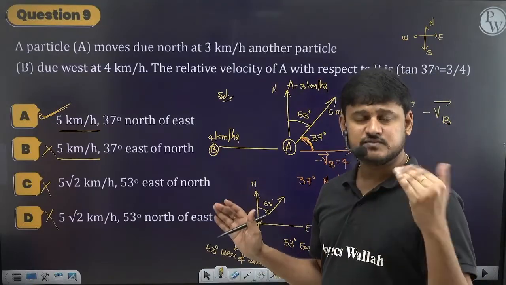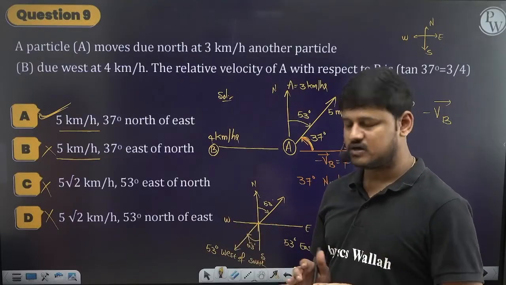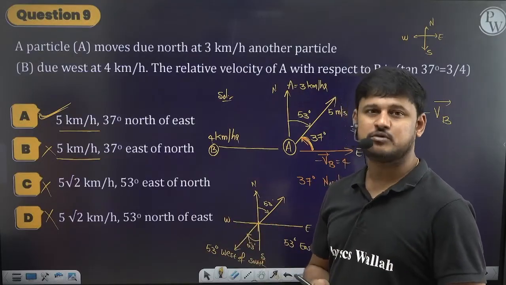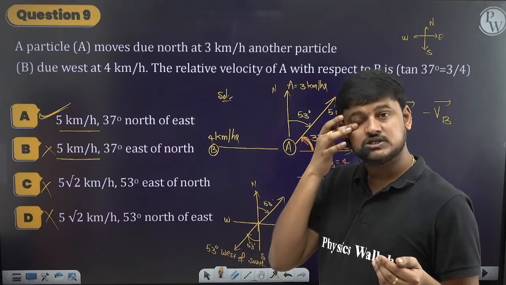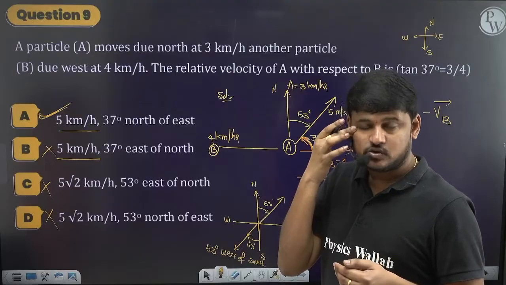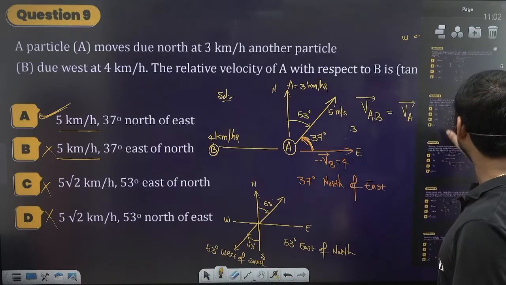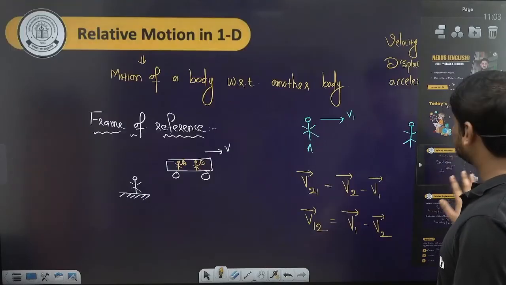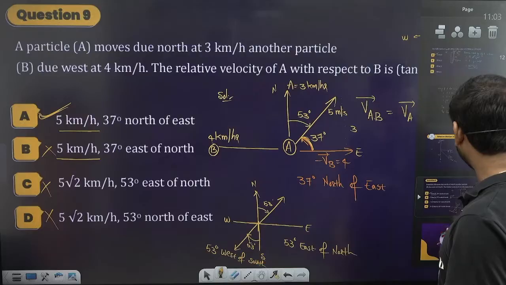Then river-swimmer problems, aeroplane-wind questions, rain man or rain woman problems, umbrella questions, and then collisions. All these we are going to discuss in the next session. So what we discussed today was the relative velocity concept through different questions. I took almost 10 questions today. Through these I discussed the complete relative motion in 1D, and just gave the introduction to relative motion in 2D.